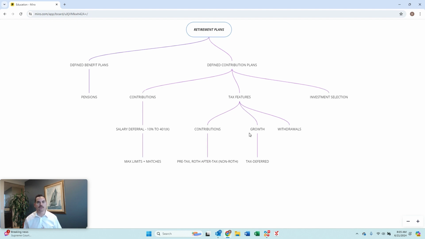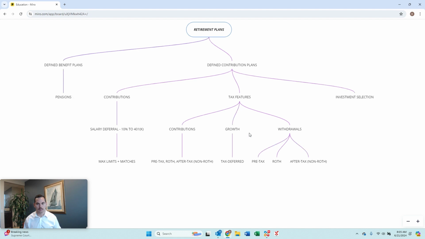And then the final tax feature is the withdrawals. So the taxation of the withdrawal is going to depend on whether it was pre-tax money in the 401k or Roth money or after-tax non-Roth money, as mentioned here. So your pre-tax withdrawals, because you got a deduction up front by contributing pre-tax to the 401k, when you withdraw the money, it's taxable to you. So the IRS says, we gave you a benefit up front, we're going to tax you on the back end.